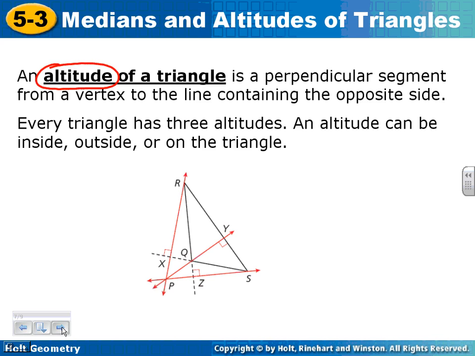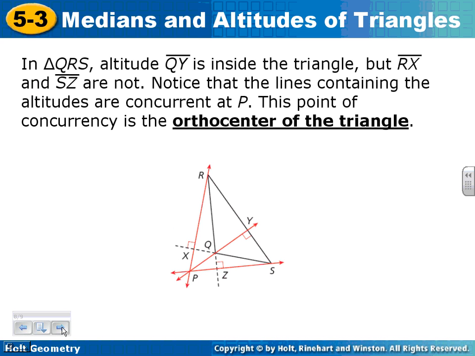Next slide. In triangle QRS, altitude QY is inside the triangle. Look at your diagram down there. But segments RX and SZ are not. Notice that the lines containing the altitudes are concurrent at P, point P. This point of concurrency is called, new vocab word, the orthocenter. And there's not a lot of information about the orthocenter, but we can draw it.